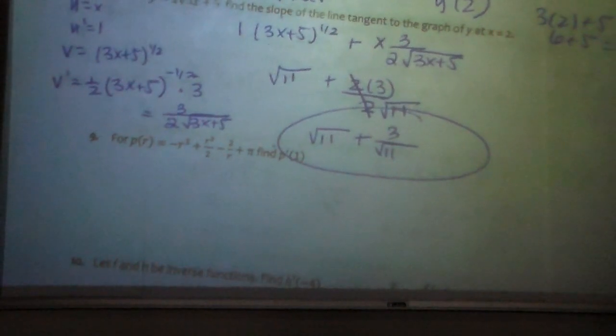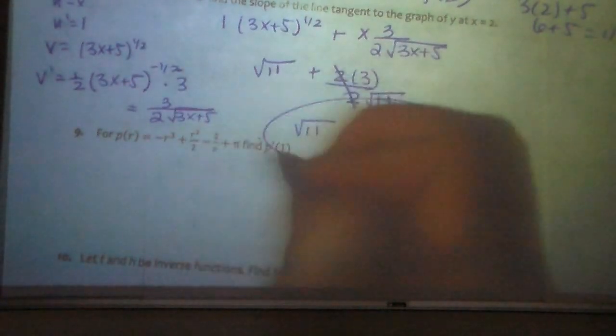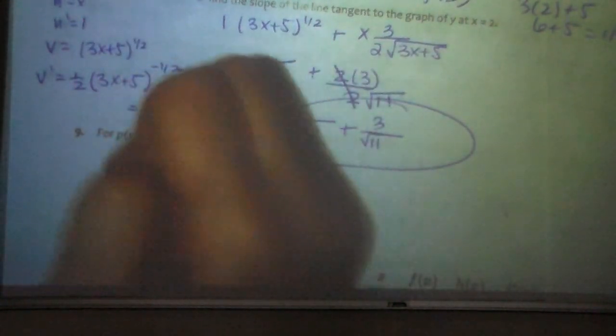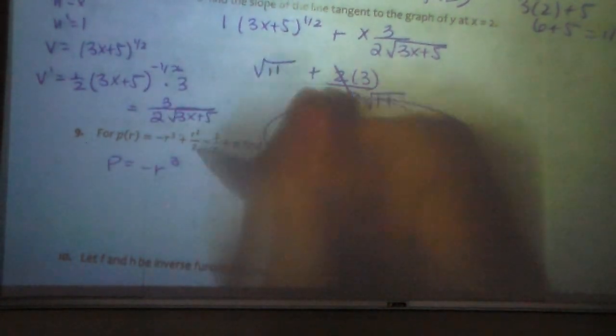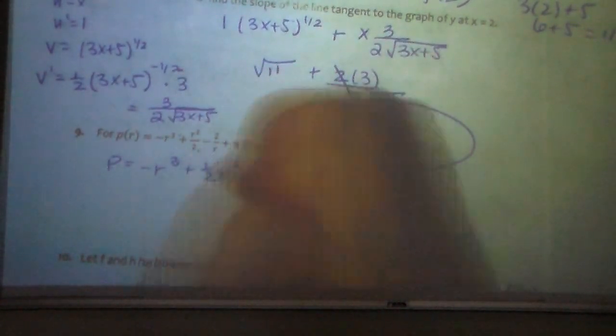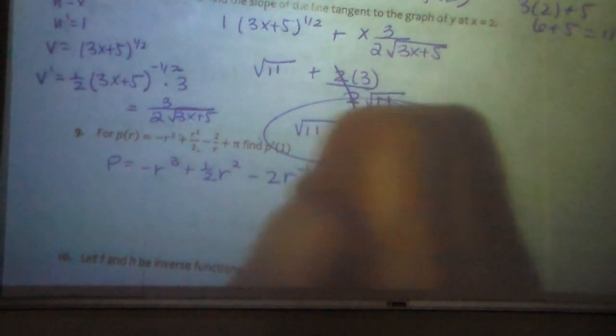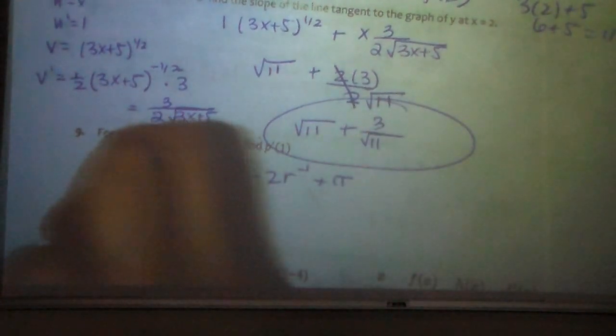Here I want to find the derivative at x equals 1. So first I'm going to rewrite this. So p is just negative r cubed, dividing by 2 is the same as 1/2 r squared, minus 2 r to the negative 1, plus pi. Now I'm ready to take the derivative.